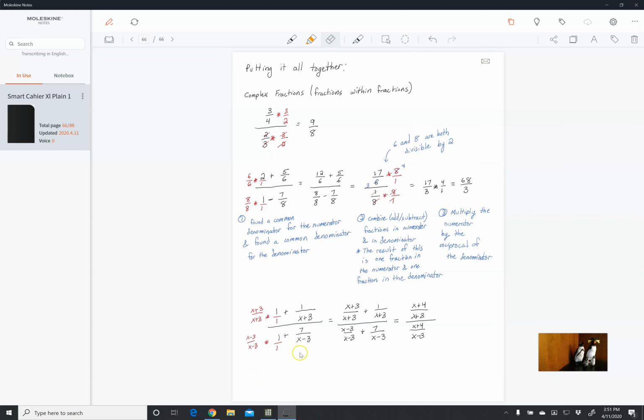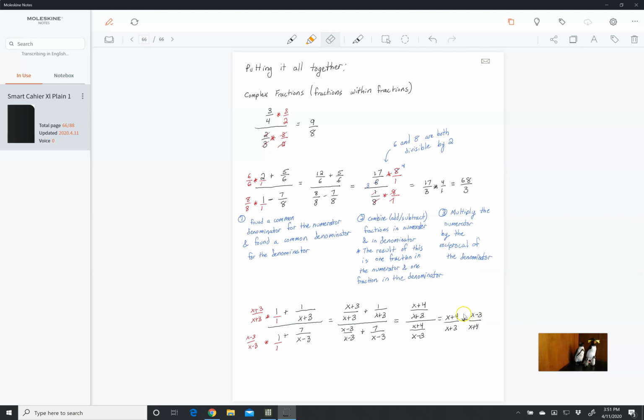Okay, so we found a common denominator. Then we combined the fractions. And now we're going to take the numerator and multiply by the reciprocal of the denominator. So we have x plus 4 over x plus 3 times x minus 3 over x plus 4.